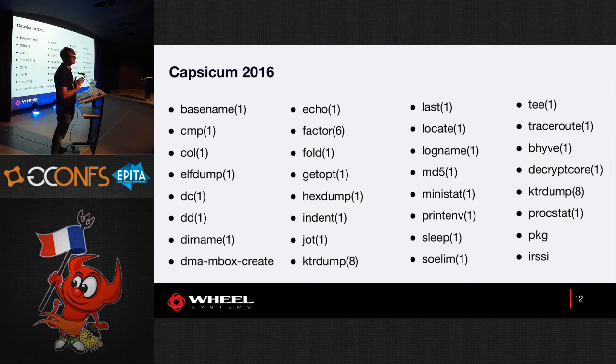Yeah, my question is just for my interest. I think that now Casper and Capsicum are a little bit different from OpenBSD Pledge. So please give me your idea about the difference between Capsicum and Pledge. Okay, so the difference is in the approach of the rights that we are accessing.